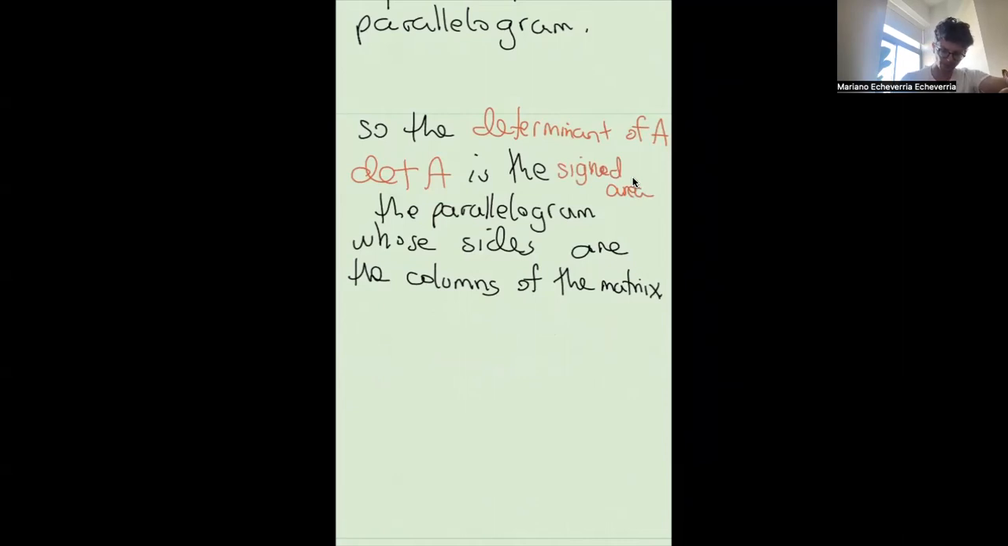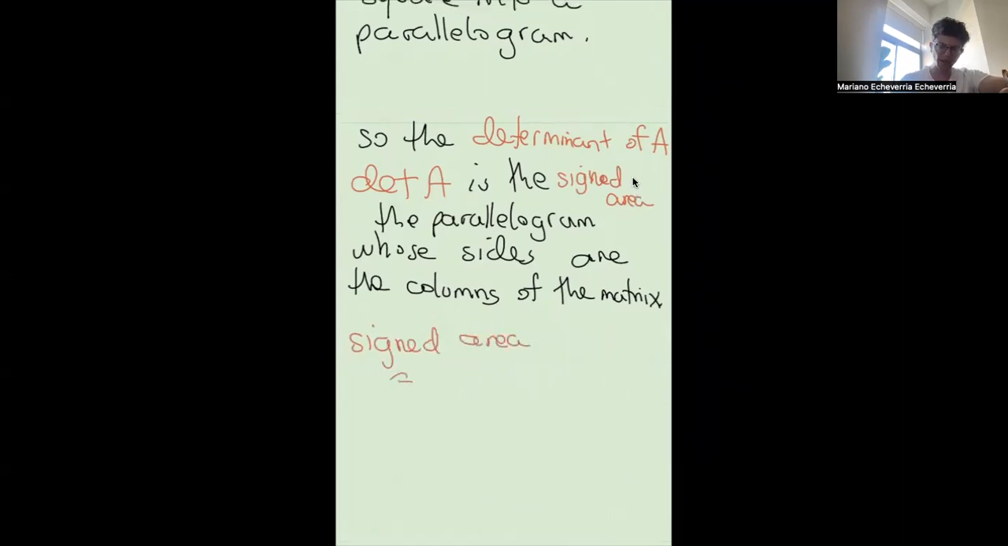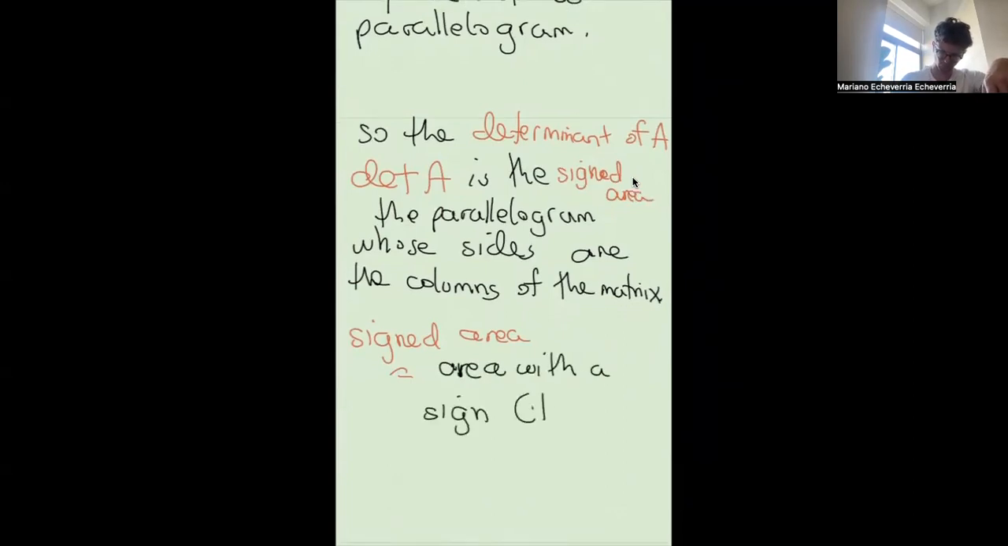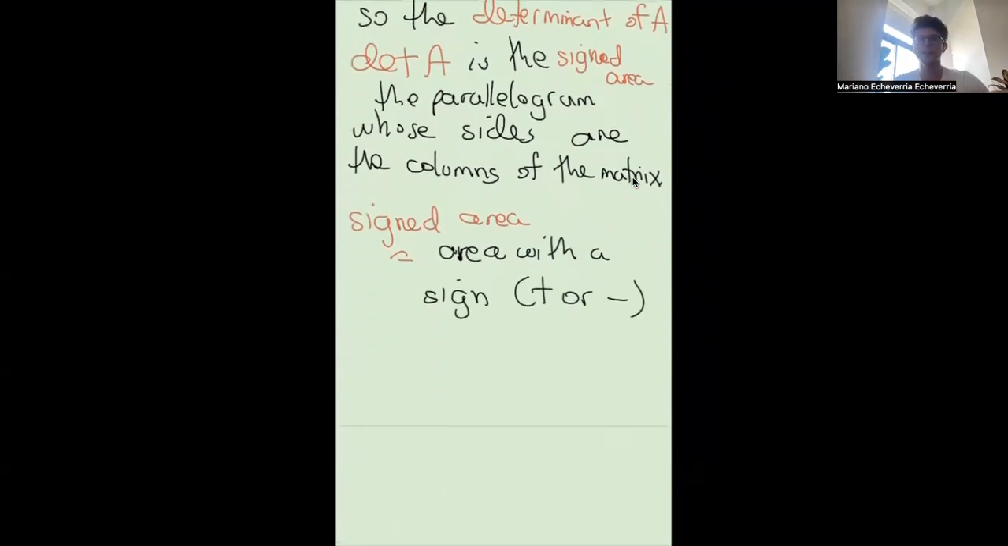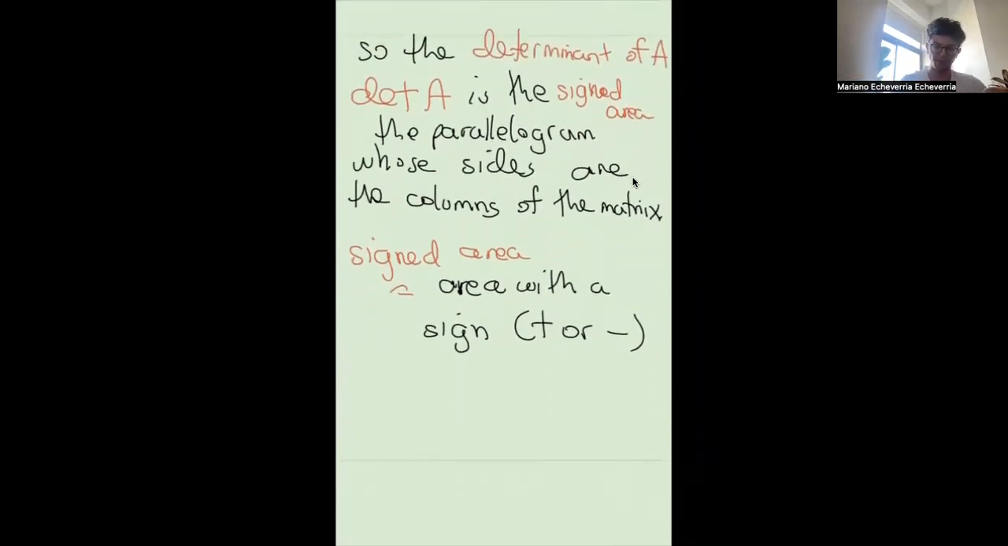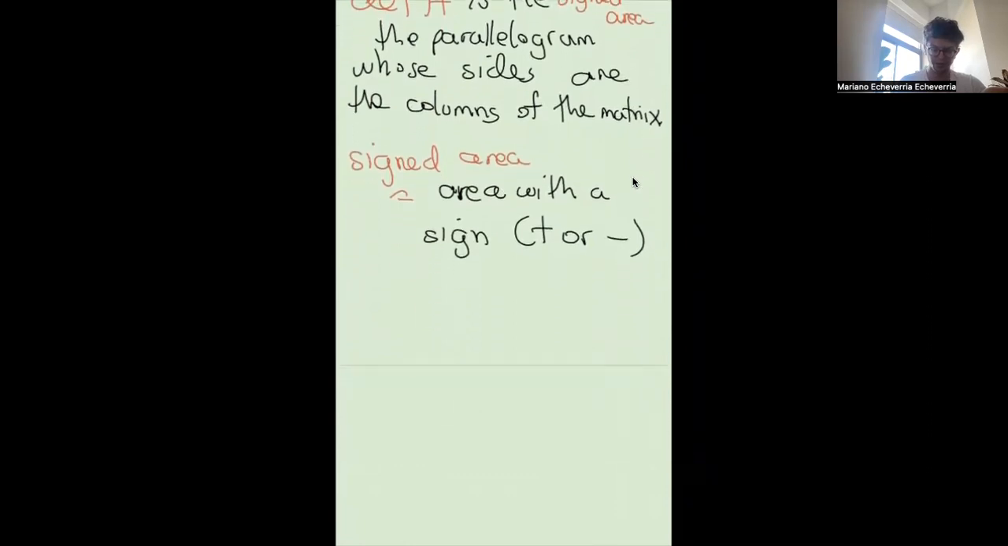Signed area just means that it is the area with the sign. It's like an area which could be positive or negative, so it can be allowed to have a sign. I'm going to explain where this plus or minus comes from. The thing that actually happens is that there are three possibilities, so let me explain what's going on here.